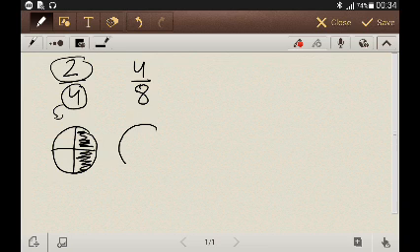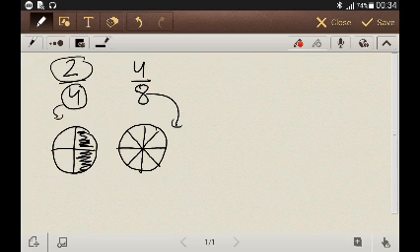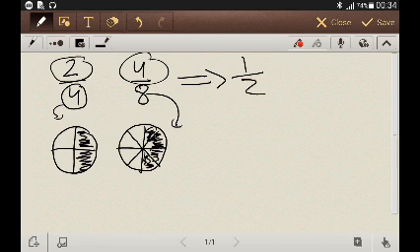And in here, if you have this pizza divided into 8 parts, and you ate 4 of them, 1, 2, 3, 4, this means you ate half the pizza. So these two fractions are different in numbers, but they have the same value, which is half. And this is the main idea of equivalent fraction.